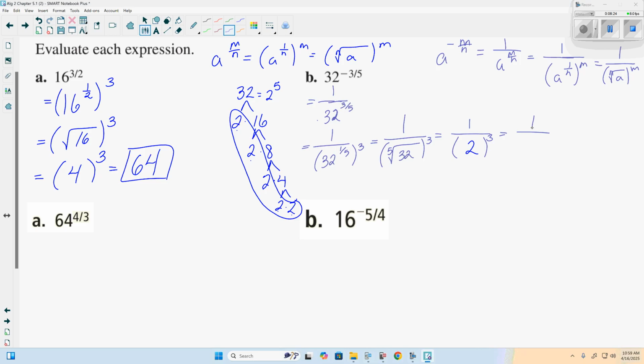Last thing we need to do to simplify is 2 to the third power. Well, 2 to the third power is 8. Telling us that 32 to the negative 3/5 is indeed 1/8. Questions on A or B? Questions on how this works?